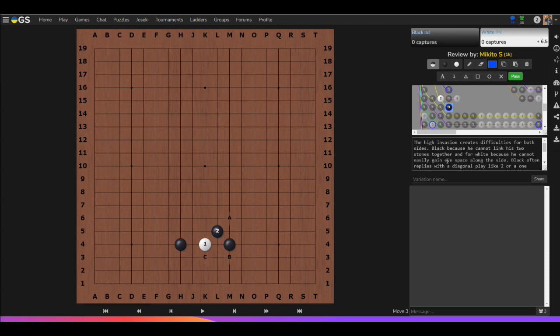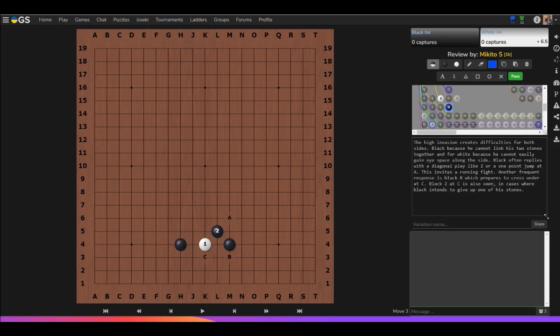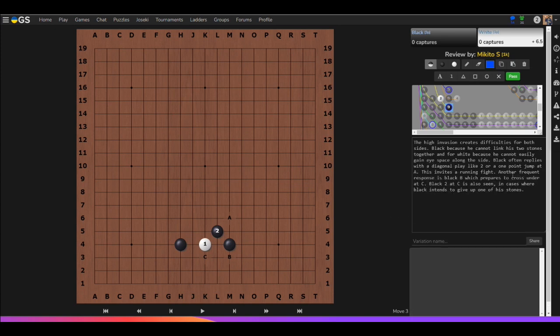Black often replies with a diagonal play. Black often replies with a diagonal play like 2 or a 1 point jump at A. This invites a running battle. Another frequent response is that Black would play B, which prepares to cross under at C. Black 2 at C is also seen in some cases where Black intends to give up a stone.